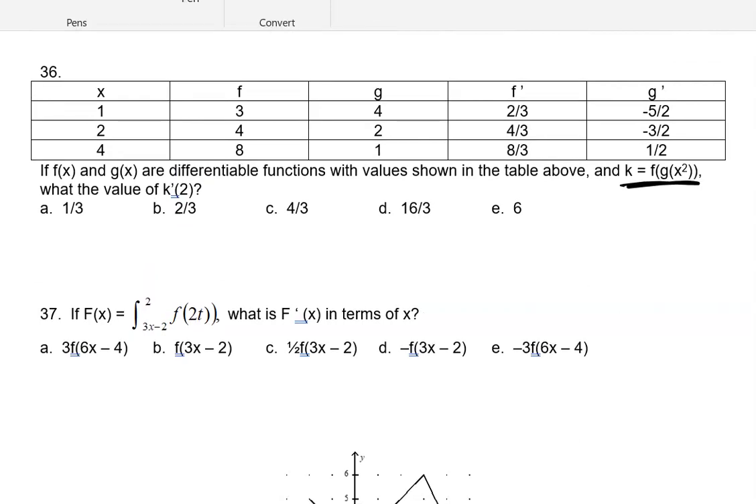So simple little setup in the sense that here's k. They want you to find k primed of 2. So we'd have to take our derivative, and then you'd have to recognize, how do I take the derivative of this? So this is our chain rule.